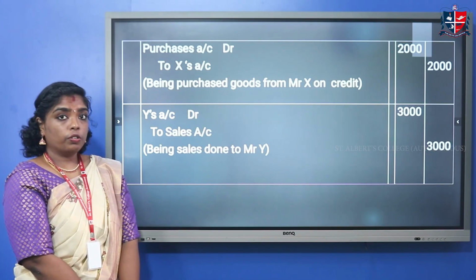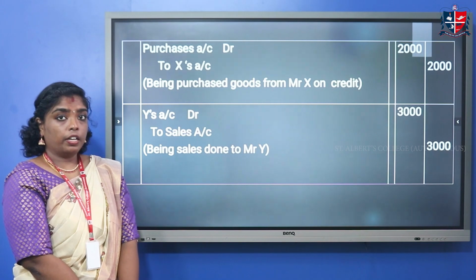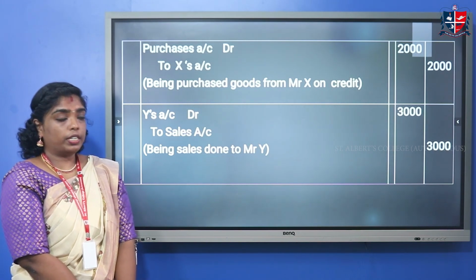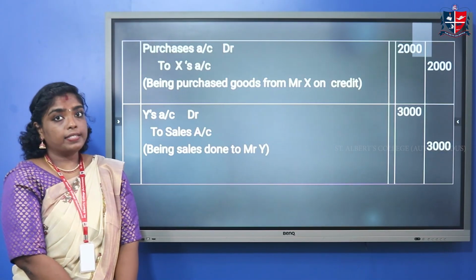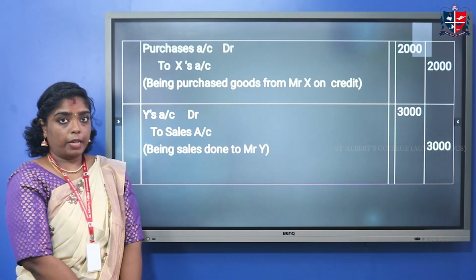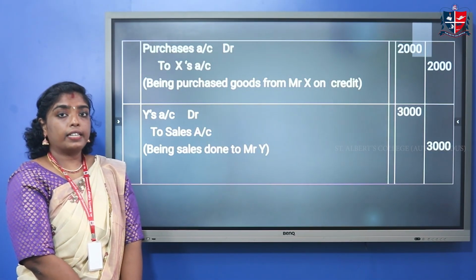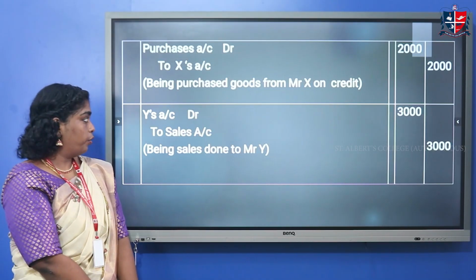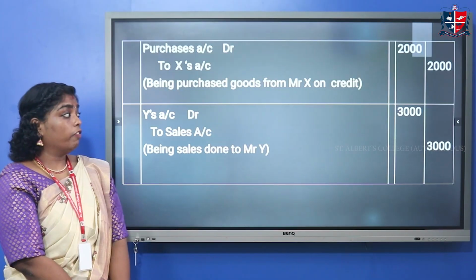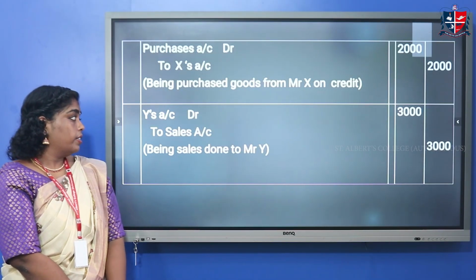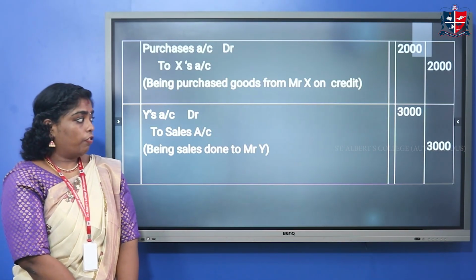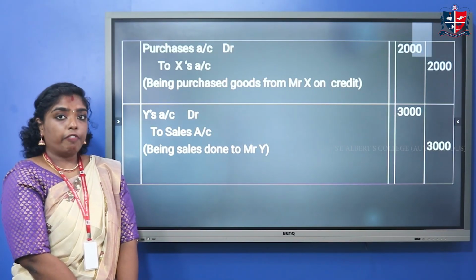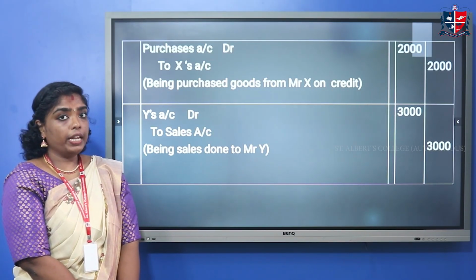This is also on credit terms. That is, Mr. Y will be paying to the company for the sales made at a future date. So Y's account, Y is a sundry debtor. For the increase in sundry debtor, they should be debited or increased. That's why Mr. Y's account is debited with rupees 3,000 and sales is also increased for rupees 3,000. Whenever sales is increased, it should be credited, and whenever purchases are increased, it should be debited.